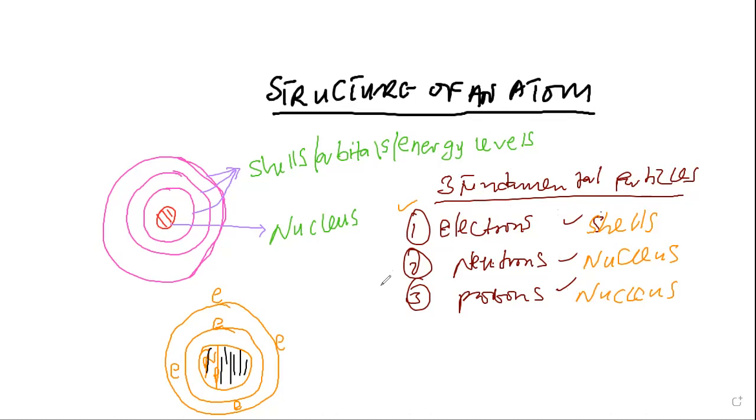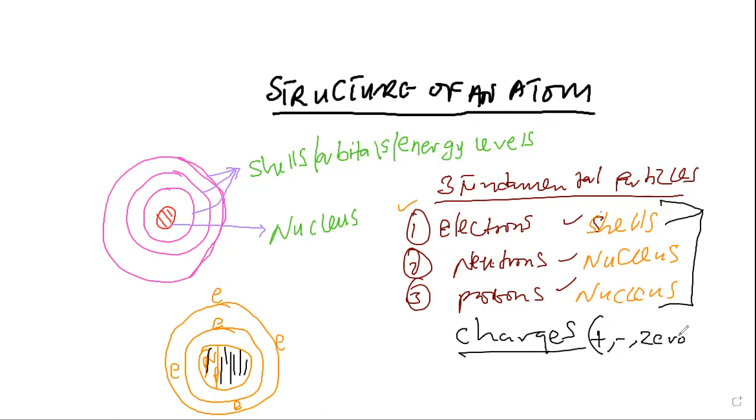Now what about their charge? We have established where these three fundamental particles are located: electrons in the shell, the neutrons and the protons in the nucleus. So now we look at their charges. When you talk about charge, we talk about either being positive, being negative, or not having positive, not even negative, meaning it has zero charge.